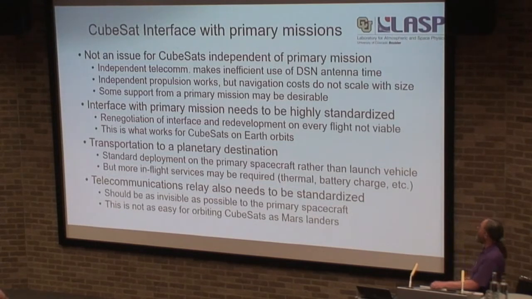Okay, I'm running out of time, so I'm going to speed up. I think if you want the CubeSat approach with primary mission, you either have to be completely independent, which is really hard in terms of antenna time, downlink, propulsion, navigation. I saw them navigate a mission independently in an earlier talk today.